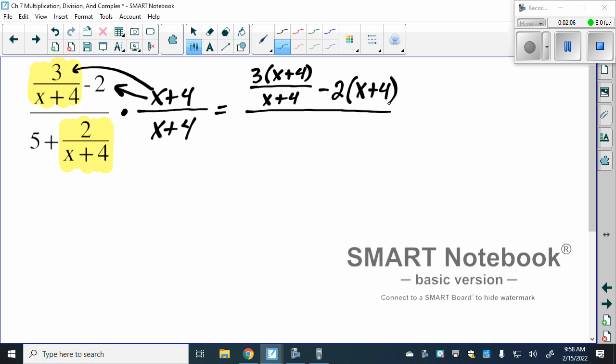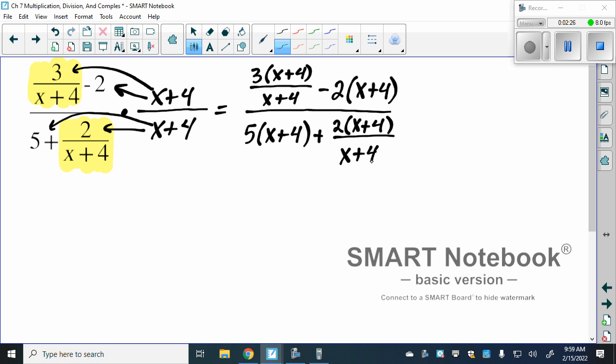We'll do the exact same thing for the denominator. The x plus 4 times 5 will be 5 times x plus 4. Plus, here the x plus 4 is going to multiply with the 2. We'll have 2 times x plus 4 over x plus 4. Any questions on this so far? Give some of y'all a second to write that.